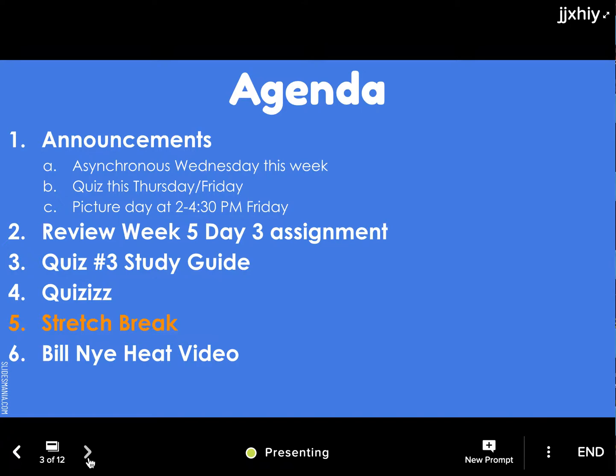And for our agenda today, this Wednesday, it will be an asynchronous Wednesday. You will have time to study and prepare for your quiz. For odd period, you have your quiz this Thursday, and for even period, you have your quiz this Friday. For those who did not get to join our picture day last Friday, we'll also have the 7th grade picture day this Friday 2 to 4:30 p.m. so you can join us at that time.